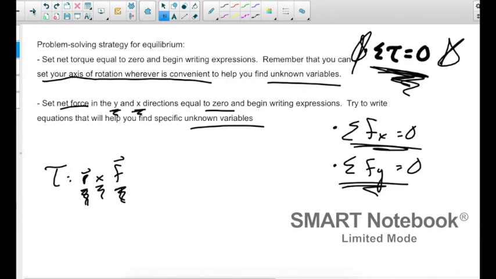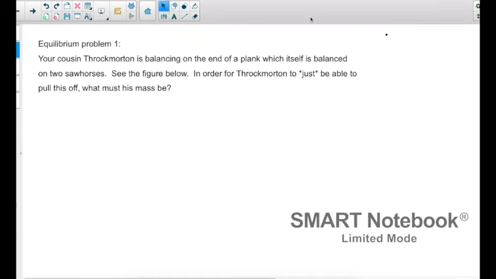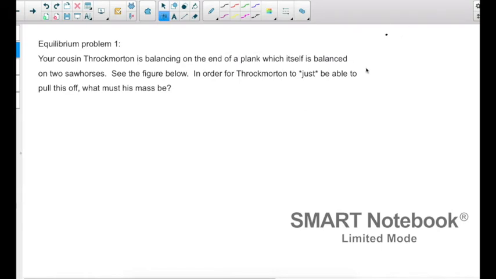All right, so let's do some examples together. Okay, Throckmorton makes his return in these questions. Your cousin Throckmorton is balancing the end of the plank, which itself is balanced on 2 sawhorses. See the figure below. I guess I should probably draw the figure below. So here are my 2 sawhorses. Here's the plank. And here's my cousin Throckmorton.